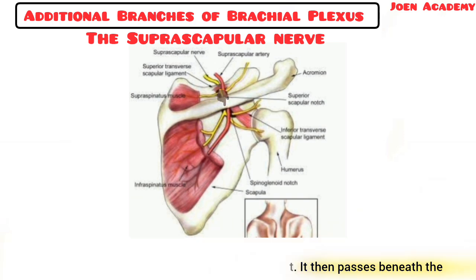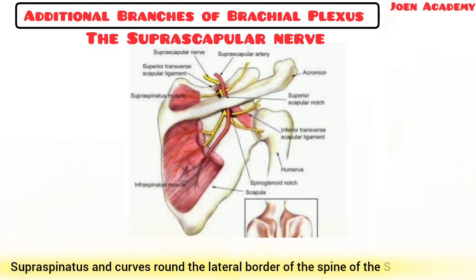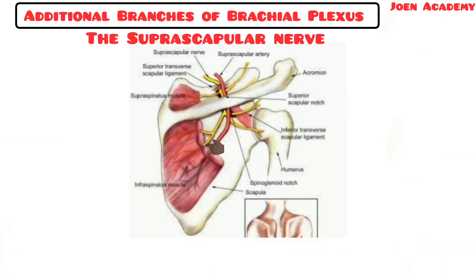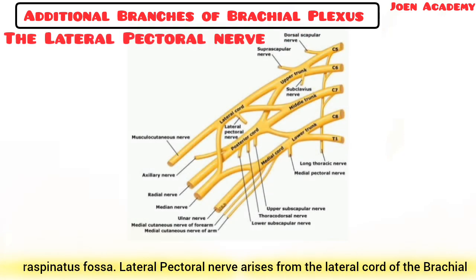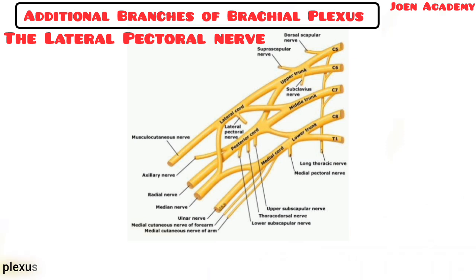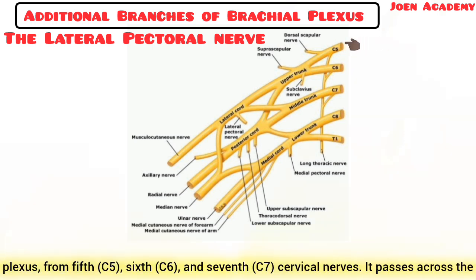It then passes beneath the supraspinatus and curves round the lateral border of the spine of the scapula to the infraspinous fossa. The lateral pectoral nerve arises from the lateral cord of the brachial plexus, from the 5th, 6th, and 7th cervical nerves.